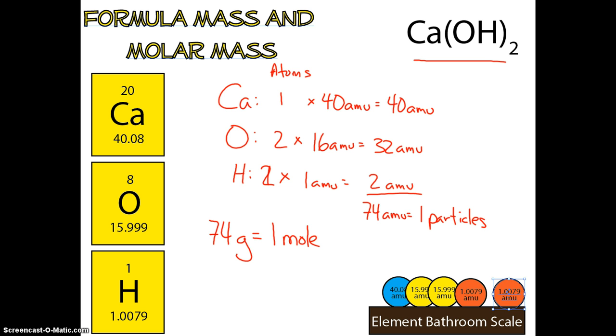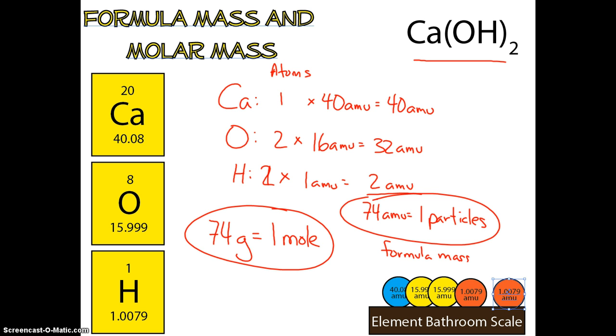So what we're looking at here is, this is the formula mass, and this would be called the molar mass. They're calculated in the same way, except the formula mass is in terms of 1 particle, whereas the molar mass is a whole group of particles, which we'll explain in a later lesson.